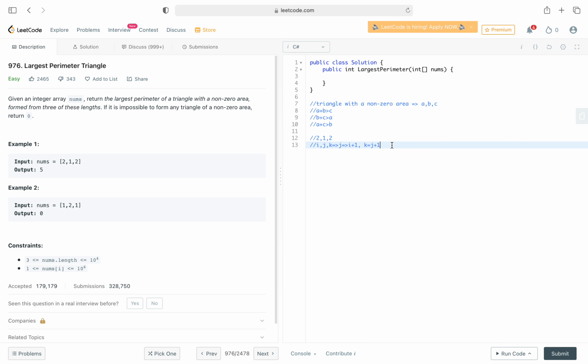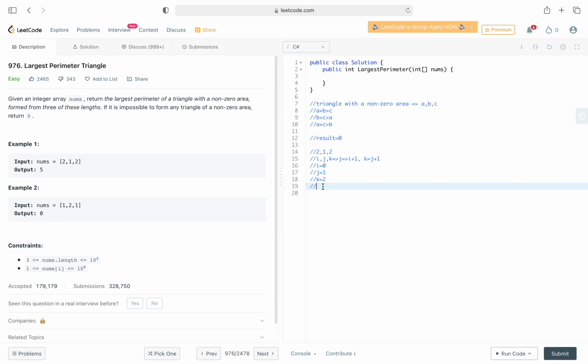We take out the perimeter, and then we compare it with our result. For example, let's think about this one. We will have I, j, and k. I is going to be 0, and then j is going to be 1, and then k is going to be 2. So we will check whether those sides satisfy the condition. When we add, 3 is greater than 2. 1 plus 2 is greater than 2. 2 plus 2 is greater than 3. So we meet the conditions.